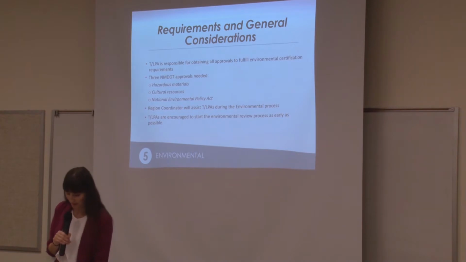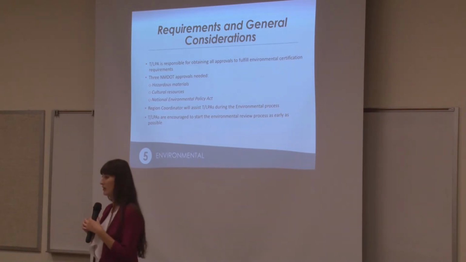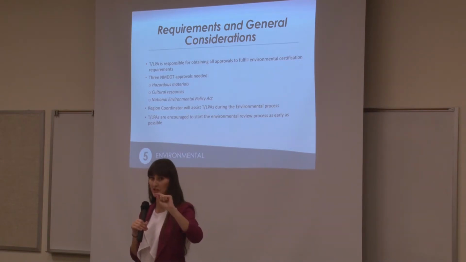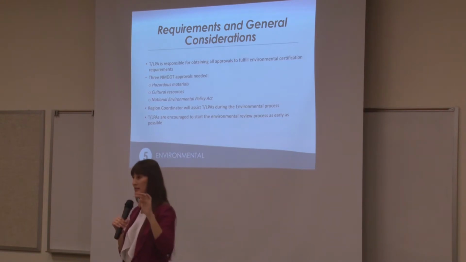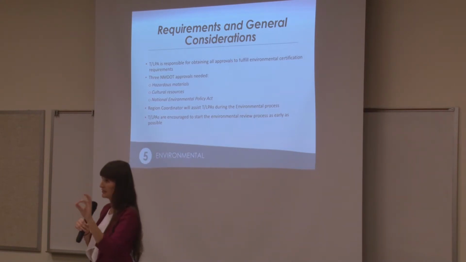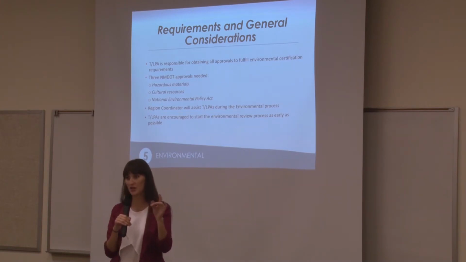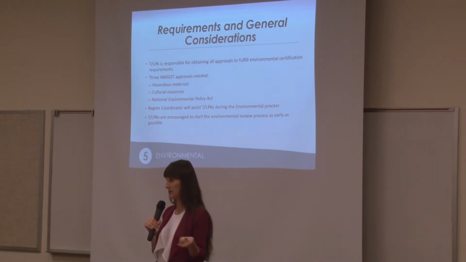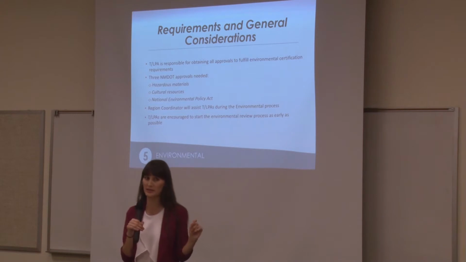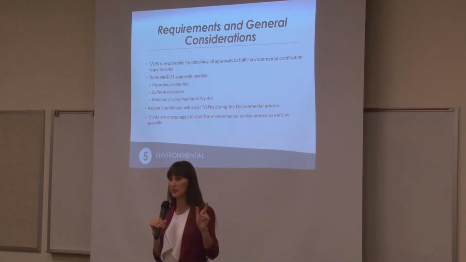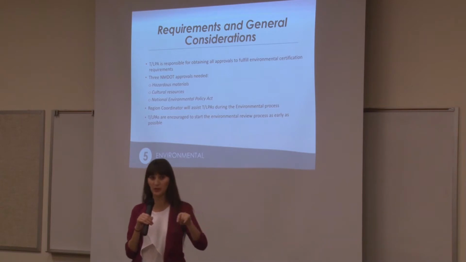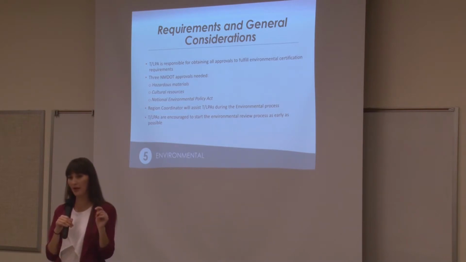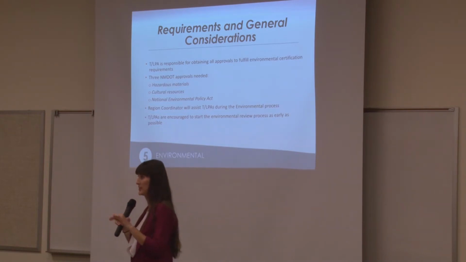Okay, some general requirements and considerations. There are 3 basic elements to the environmental certification. There's the NEPA documentation, the National Environmental Policy Act. So this covers your project purpose and need. This covers if you have to do public outreach. All of these things are documented under NEPA. There is also the cultural resources part of the environmental cert. So this is coordinating with SHPO, the State Historic Preservation Office, or in the tribal entities, THPO, the Tribal Historic Preservation Office. And then there is the hazardous materials portion.